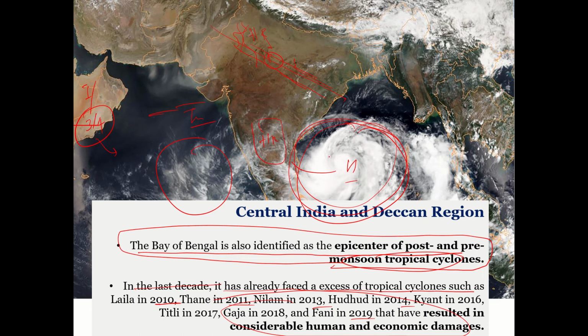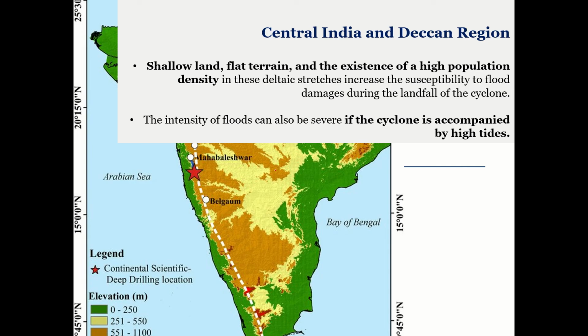In addition to that, we have conflicting directions in which water flows, because sometimes because of the cyclone or the tidal waves, the water is pushed into the inlands, and we have rains, and the water is pushed to the seashores. Apart from this, one of the major reasons of floods is the kind of terrain that we have. Shallow land, flat terrain, and existence of high population density in this delta region increases the susceptibility of flood damage during any event.